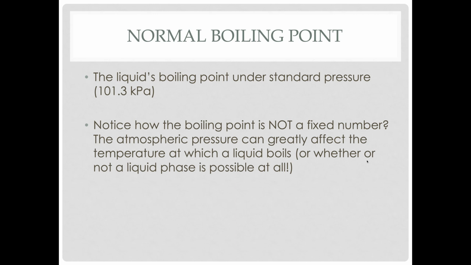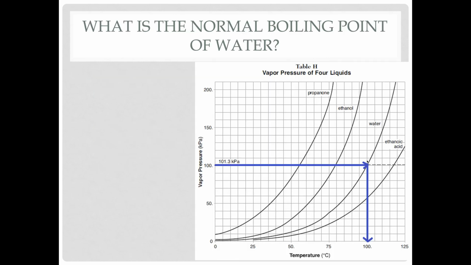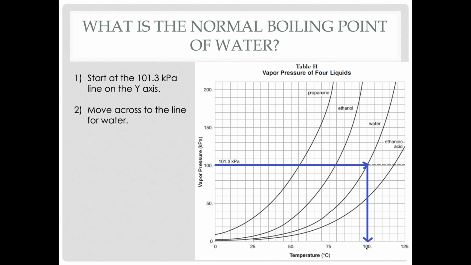So boiling point can change based on pressure, but the normal boiling point is the boiling point that you would see on an average day at sea level on planet Earth. So the normal boiling point of water will have the same vapor pressure as normal pressure at a temperature of 100 degrees Celsius. Because what you do is you start at the 101.3 kilopascal line and you just simply drop down once you hit the water line. Now, water's normal boiling point is 100 degrees.